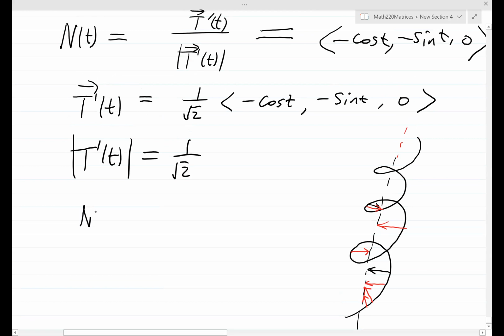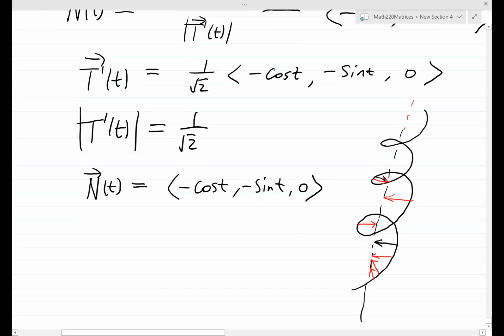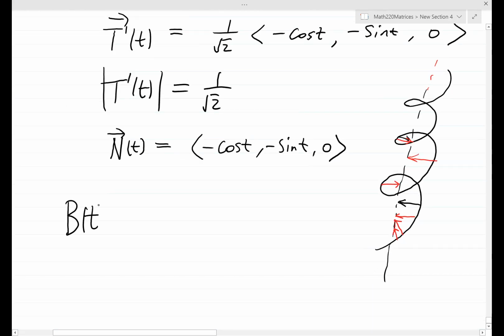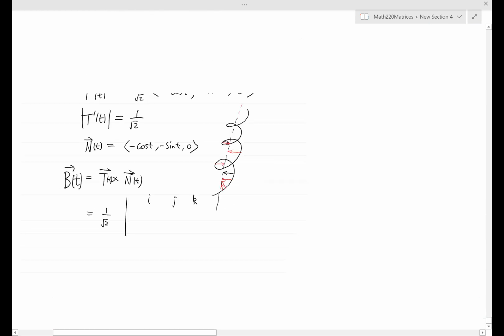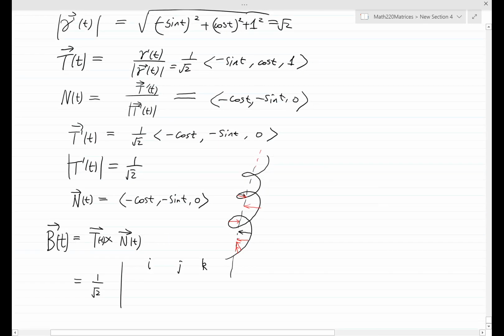So the normal vector will be the derivative of capital T over its norm, which is negative cosine, negative sine, and the z component is 0. Then the binormal vector: remember, B(t) is the tangent cross product with the normal. The tangent has a factor 1 over root 2, so we use the cross product with i, j, k.